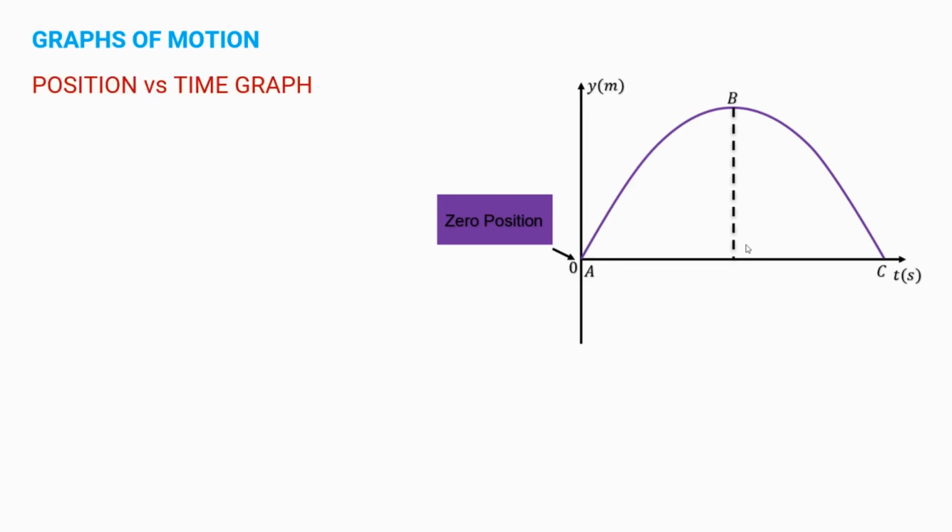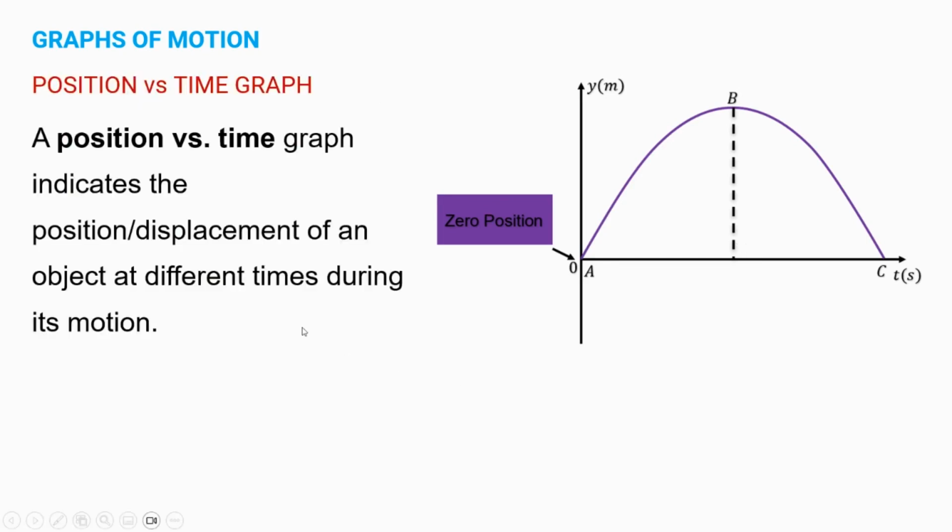The position versus time graph indicates the position or displacement of an object at different times during its motion. At any instant, we can find the displacement. At any particular time, we can read the displacement. So the position or displacement versus time graph indicates position or displacement of an object at different times during its motion.